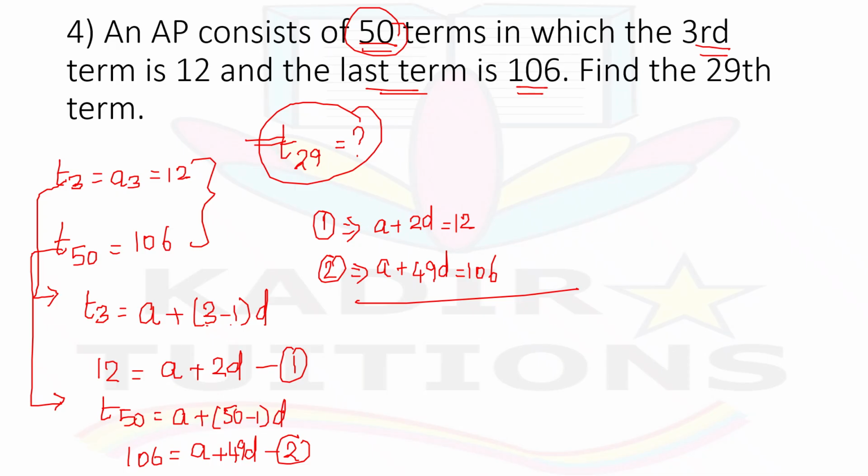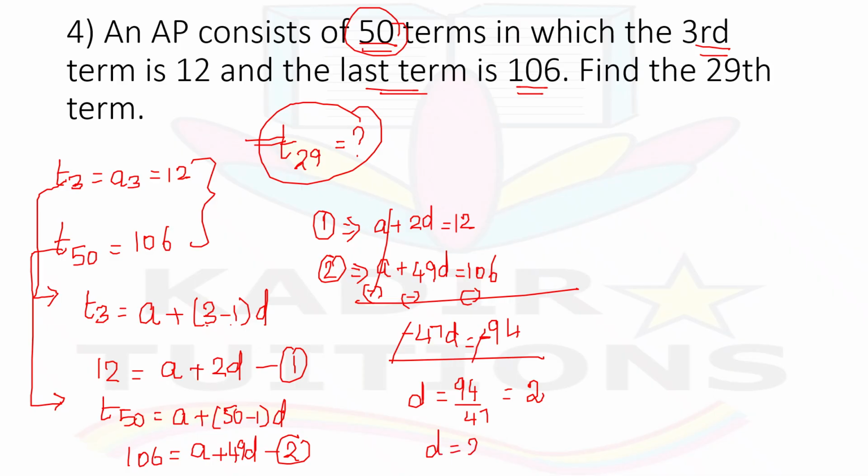Okay, so we can't cancel it. So I'm going to change the sign throughout the second equation. So A and A is getting cancelled. 49 and 2, we need to subtract 49 and 2. So after 2 goes, it is going to be minus 47D. And over here from 106, if we subtract 12, we will be getting 94. So which is minus 94. So minus and minus will get cancelled. D equal to 94 by 47. So how many times it will go? It will go for 2 times. So we got the value of D as 2, right?